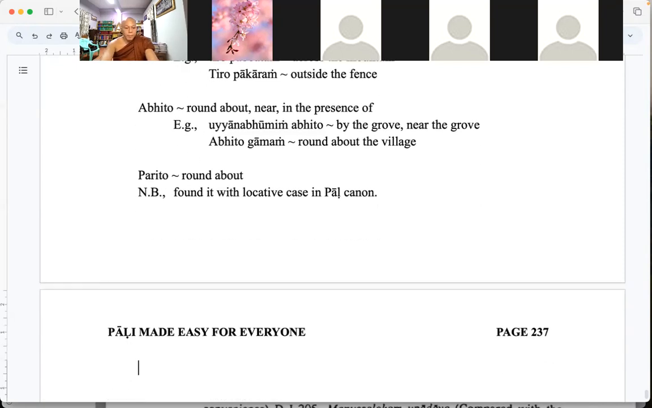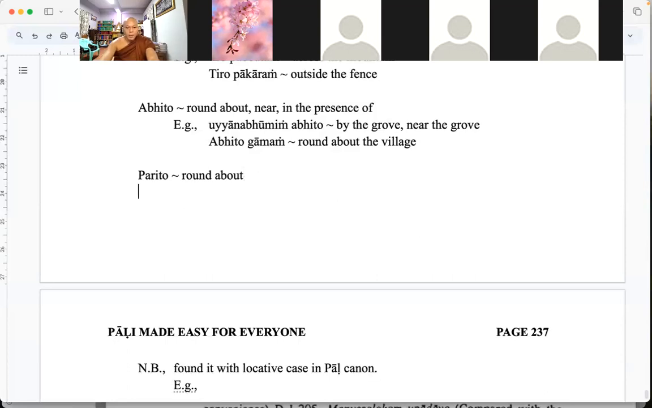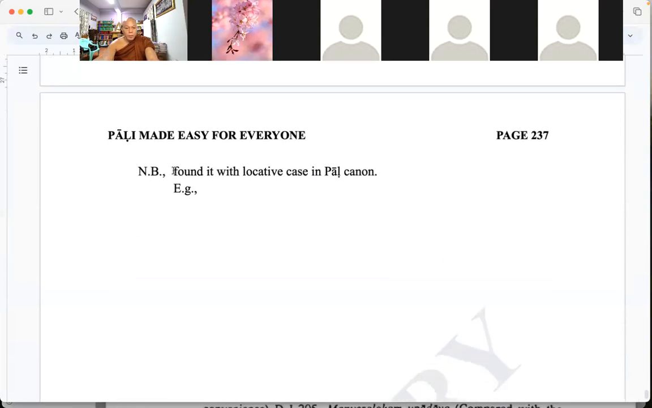So, in the Pali canon, in this way. But okay, in the Kijana example also. So, paritokamma, round about the village, found just with the locative case in the Pali canon.